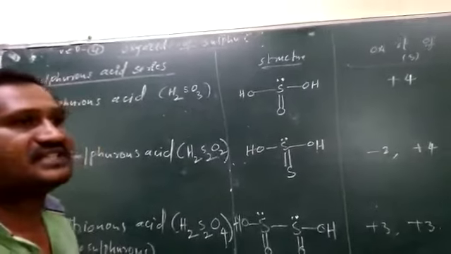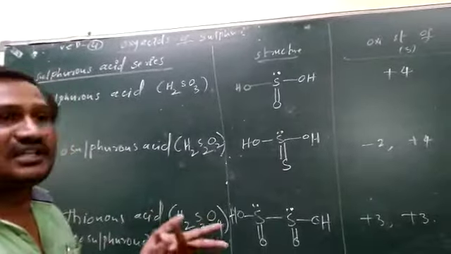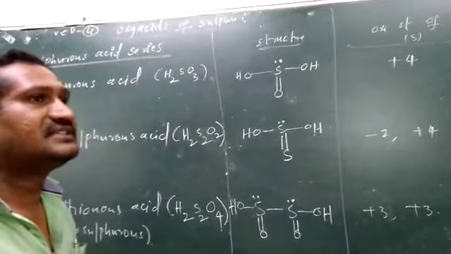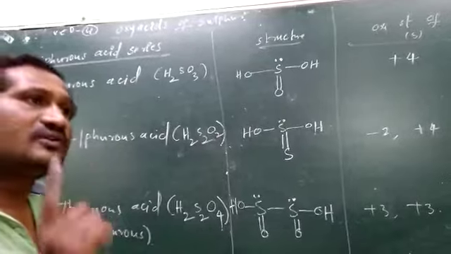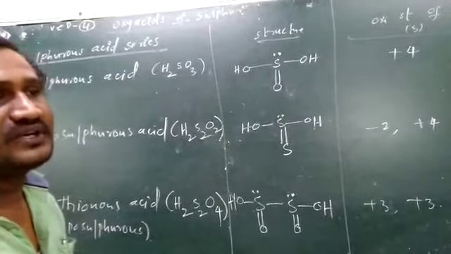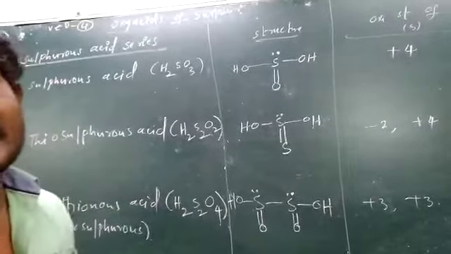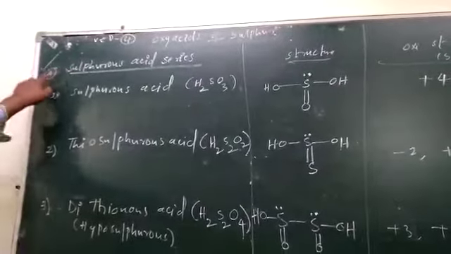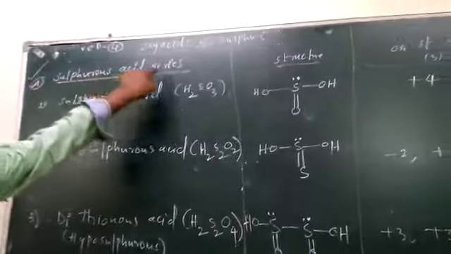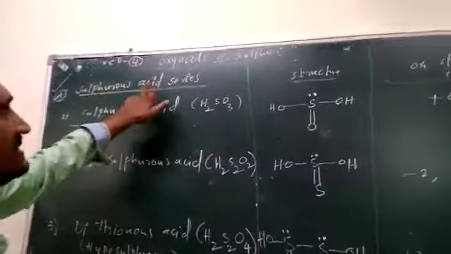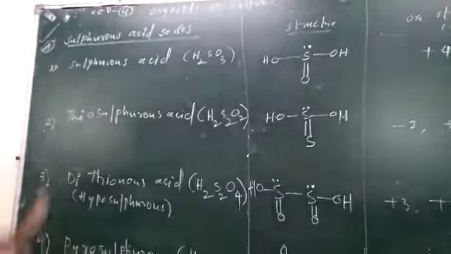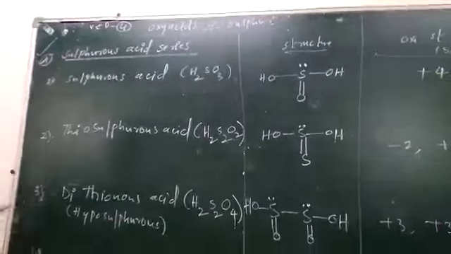So there are four series: the sulfurous acid series, the sulfuric acid series, the thionic acid series, and the peroxy sulfuric acid series. We will discuss the first one, A, the sulfurous acid series. In this series four compounds are there.